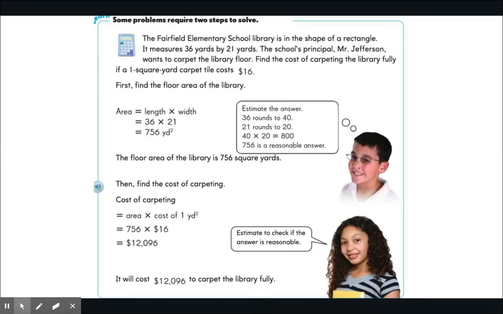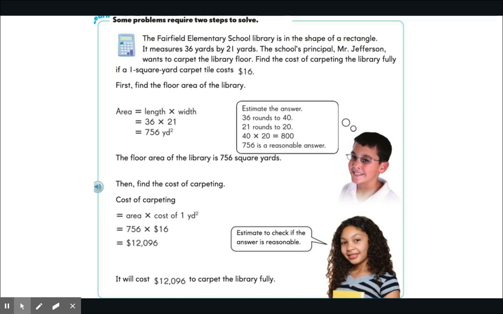Some problems require 2 steps to solve, and here's an example of one. The Fairfield Elementary School library is in the shape of a rectangle. It measures 36 yards by 21 yards. The school's principal, Mr. Jefferson, wants to carpet the library floor. Find the cost of carpeting the library floor if a 1 square yard carpet tile costs $16. First, find the floor area of the library.